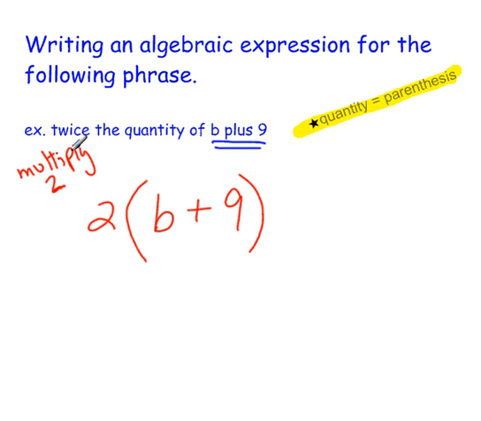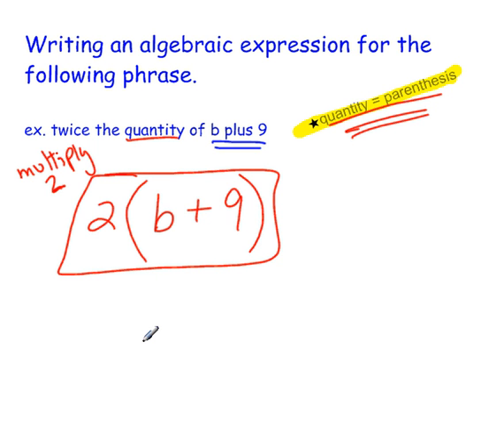Let's close that off. So this is what it's saying. 2 times whatever b plus 9 is. Not 2 times the b, it's 2 times this together. And instead of saying this together, they use the word quantity. So just know that quantity is a code word to use parentheses. And this would be our answer of writing it as an algebraic expression.